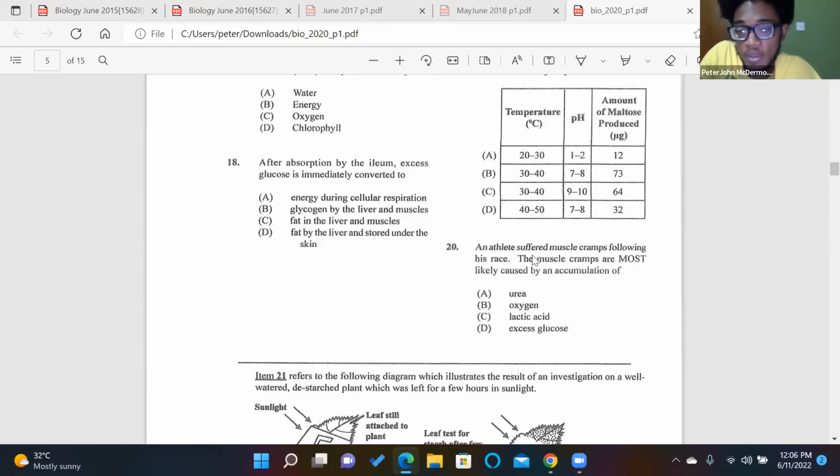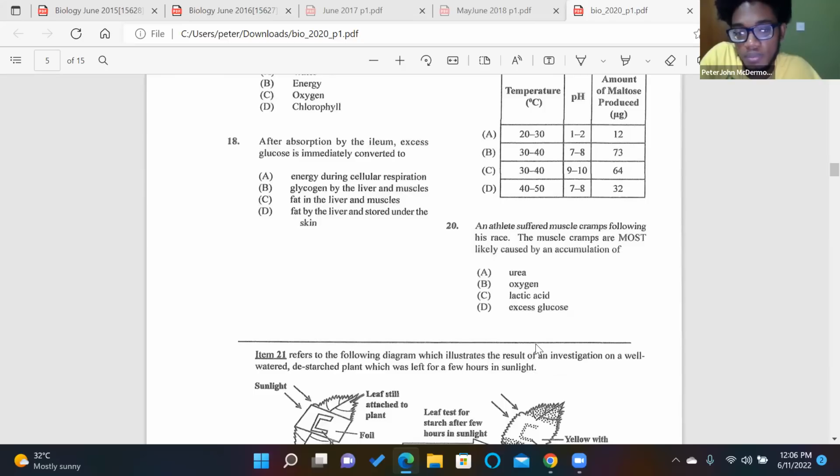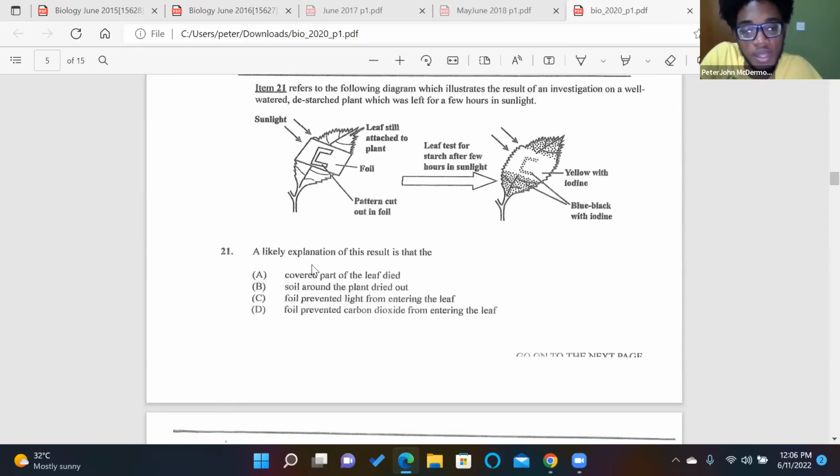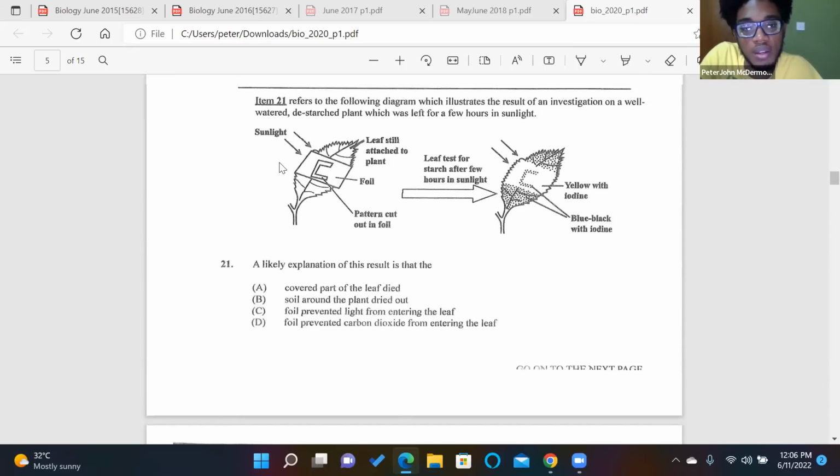An athlete suffered muscle cramps following his race. The muscle cramps are most likely caused by accumulation of what? C. Okay, yeah, let's skip that for now. Let's not talk about that.